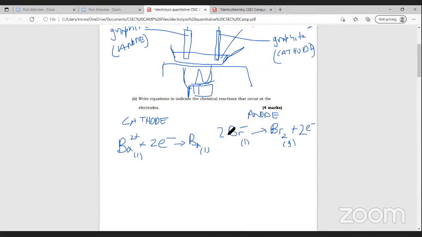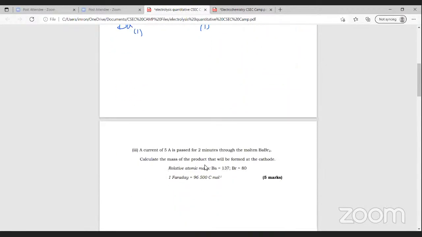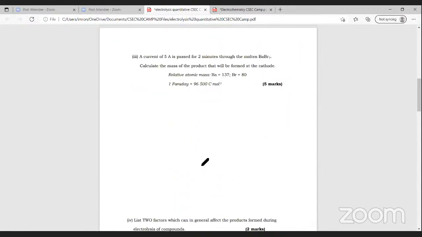And then, everybody okay with that? Let's go down to the mathematical part. It says a current of 5 amperes is passed for 2 minutes through molten barium bromide. Calculate the mass of the product that will be formed at the cathode.